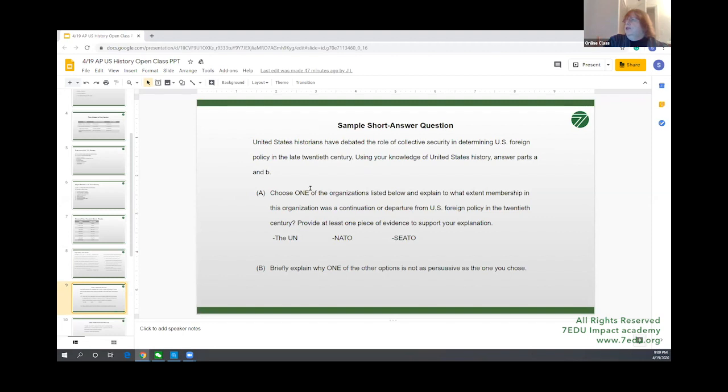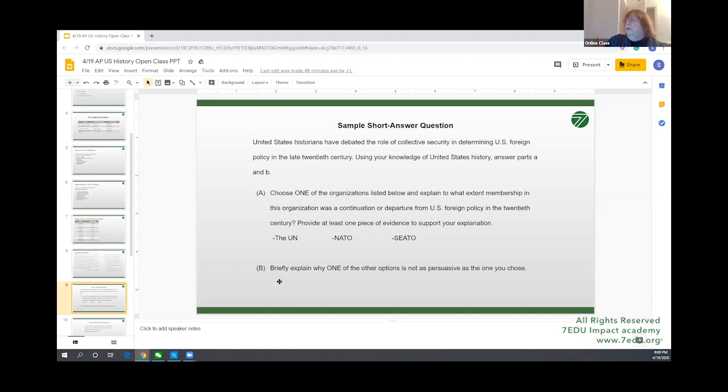Choose one of the organizations listed below and explain to what extent membership in this organization was a continuation or departure from US foreign policy in the 20th century. Provide at least one piece of evidence to support your explanation. You have your choice of these 3, okay? So whichever one you pick, you're going to have to explain how it helped determine foreign policy, if it changed or if it was a continuation. Remember, we have the change or continuation over time. That's where this comes into play.